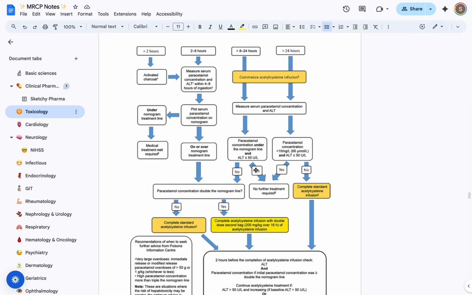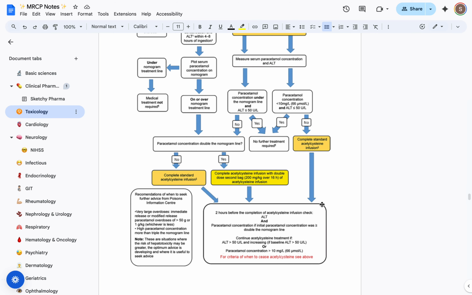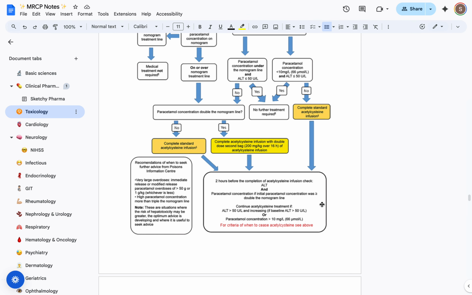If it's under and if it's low, you stop. If it's not, you continue. You continue acetylcysteine. For criteria on when to cease acetylcysteine, see above.